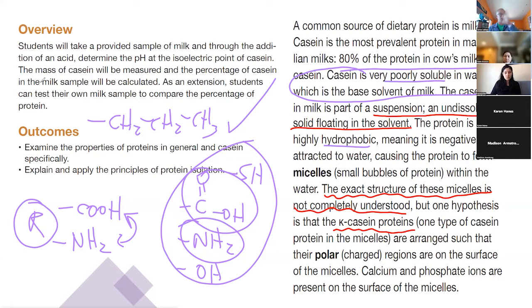You have polar or charged amino acids around the outside, along with calcium and phosphate ions. Calcium and phosphate ions are attracted to these charged amino acids and help stabilize the micelle. And that's a good thing because we know that milk is also a good source of calcium too. So it's the calcium that's helping the micelles maintain their structure. And so this is actually what the structure is thought to look like.